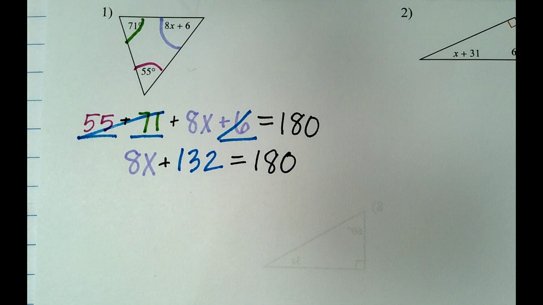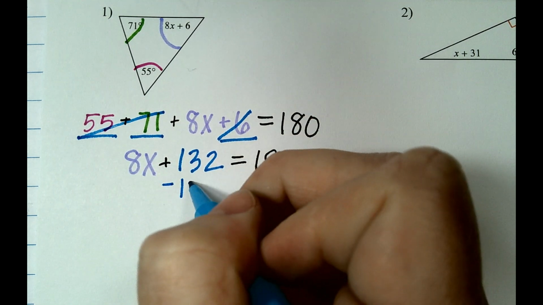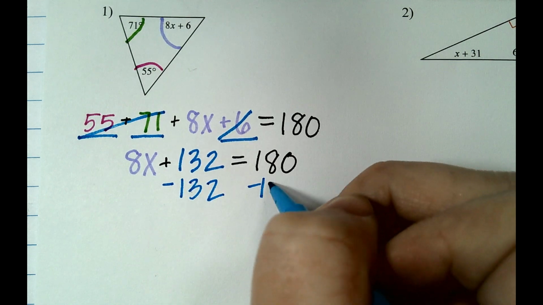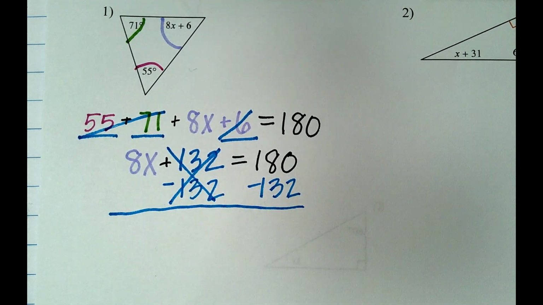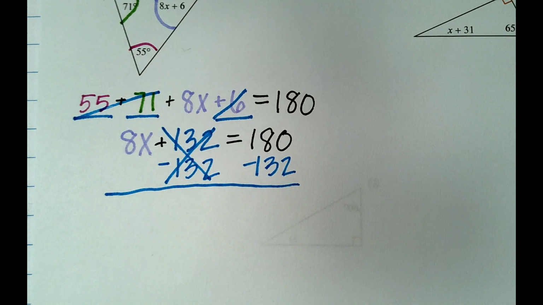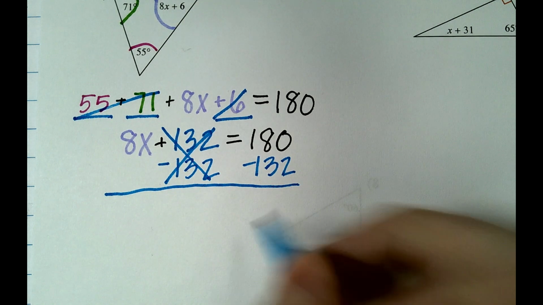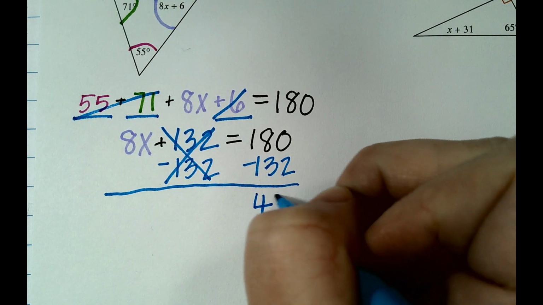And now we have a very normal looking equation again. Raise your hand if you know how I would go about solving this the rest of the way. Holly. Subtract 132 from 180. Perfect. Subtract 132 from 180. That'll cancel. And let's see, what is 180 minus 132? 48.